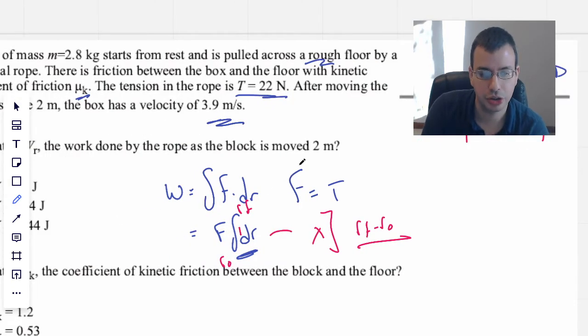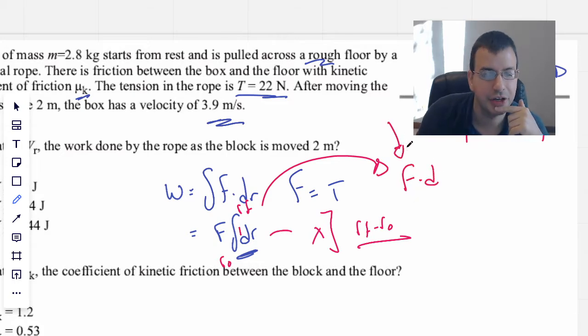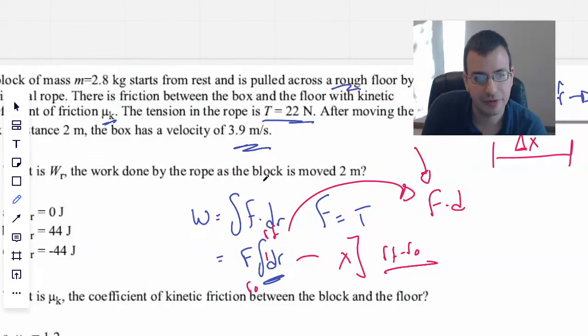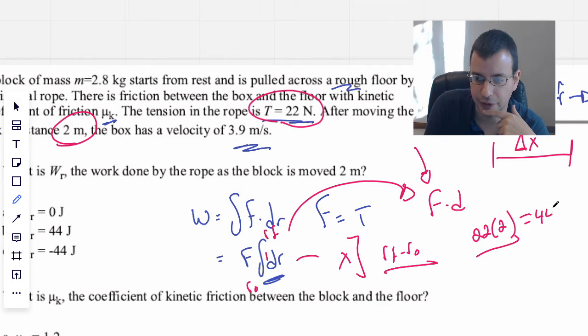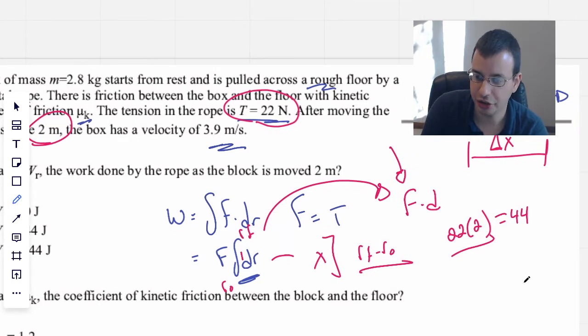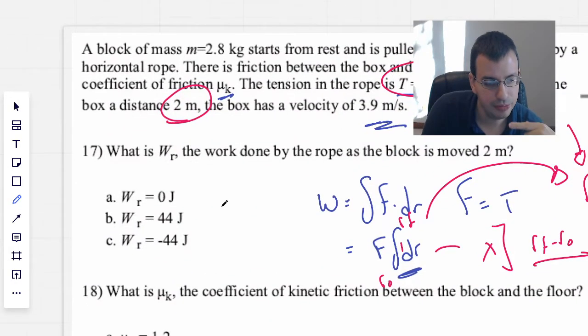So, long story short, work equals force times distance, and this implies a constant force. We do have a constant force, 22, and a known distance, which is 2 meters. So 22 times 2 equals 44, and since this is all in SI units, we have joules. Okay, so possible answers: 0, nope. 44, yes. And then they have negative 44 here.